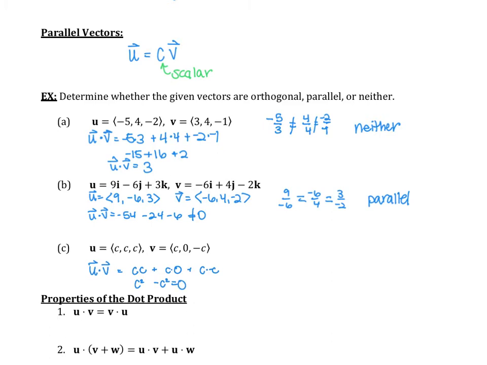I don't even have to deal with parallel because the dot product is 0. These are orthogonal, meaning those two vectors are perpendicular to one another. Okay, I am going to scroll again.